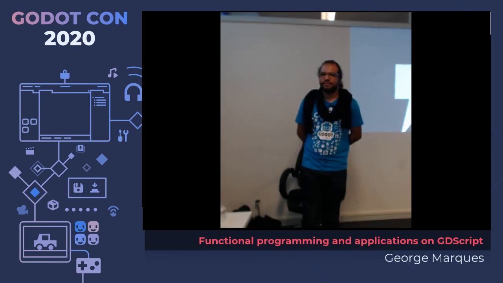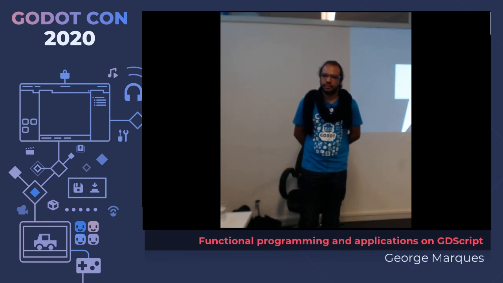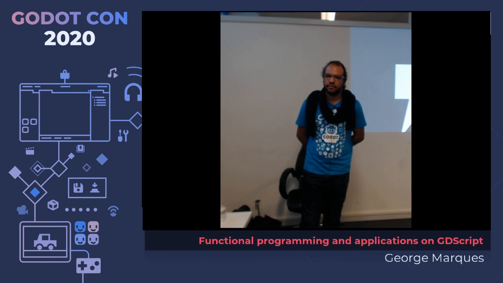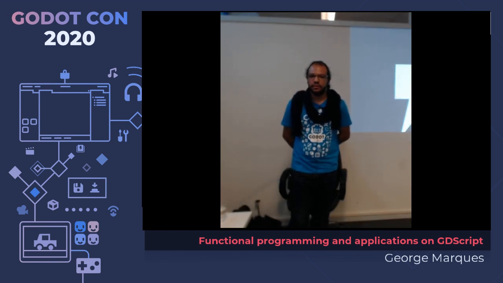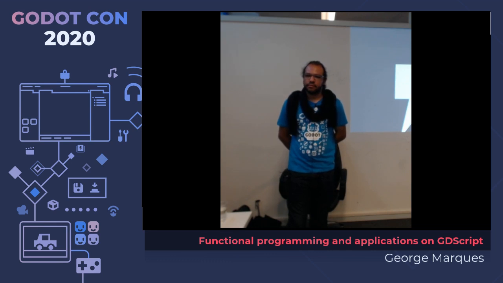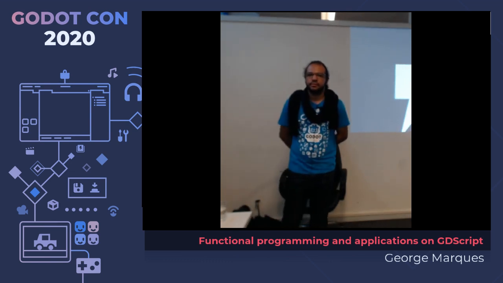Hi, thanks for the talk. I want to ask, you said that there will be functions as first class citizens in 4.0. Are signals going to change, like the syntax, how you use them? Because right now you just pass a name as a string, and when we have functions, I think it will be easier to just pass the function itself.